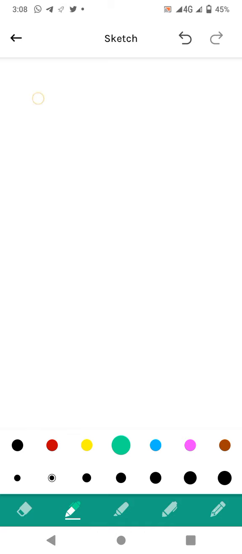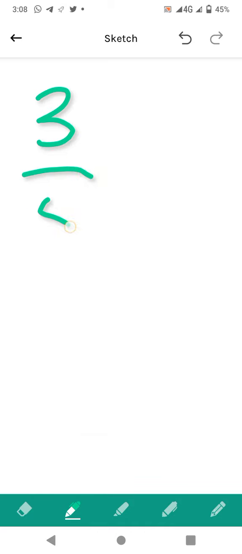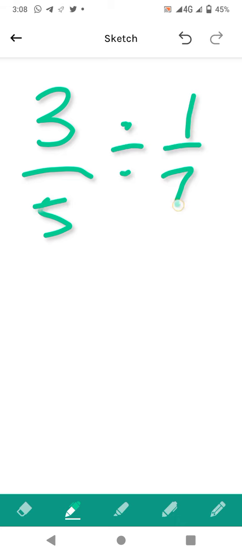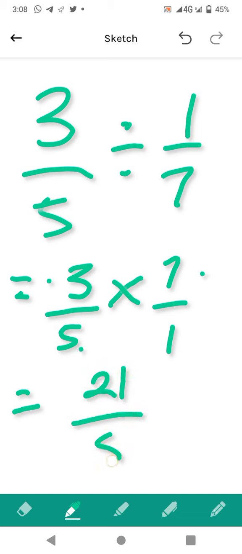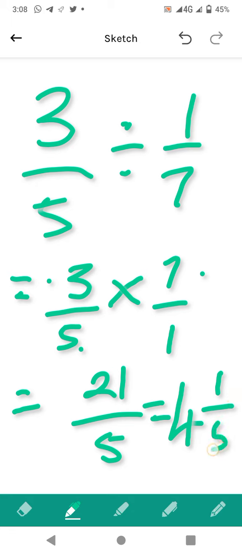So if I have 3/5 divided by 1/7, I can choose to change the sign in the middle, so it becomes 3/5 times 7/1, and that will give me 3 times 7. 3 times 7 will give me 21, and 5 times 1 will give me 5. Of course, that will be equal to 4 whole number 1/5 in mixed form.